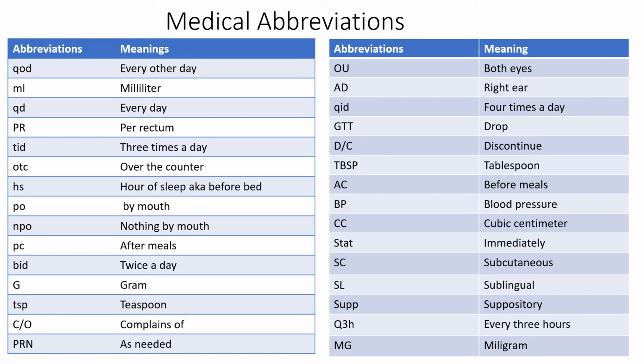OU is both eyes. AD is right ear. QID is 4 times a day. GTT is drop. DC is discontinued. TBSP is tablespoon. AC, before meals. BP is blood pressure. CC is cubic centimeter. Stat, immediately. SC is subcutaneous. SL is sublingual. Sup is suppository. Q3H is every 3 hours. And mg is milligram.